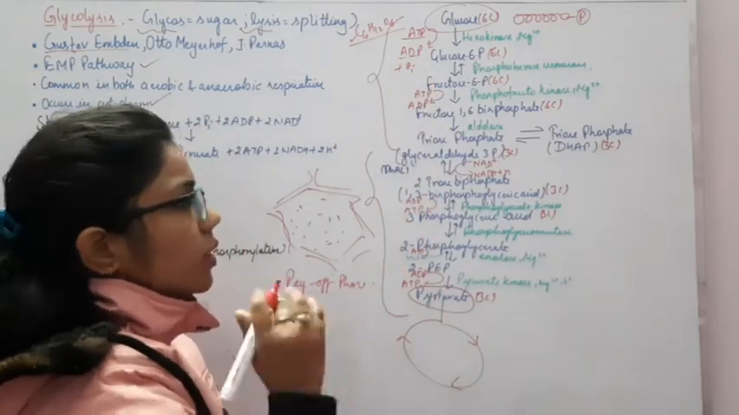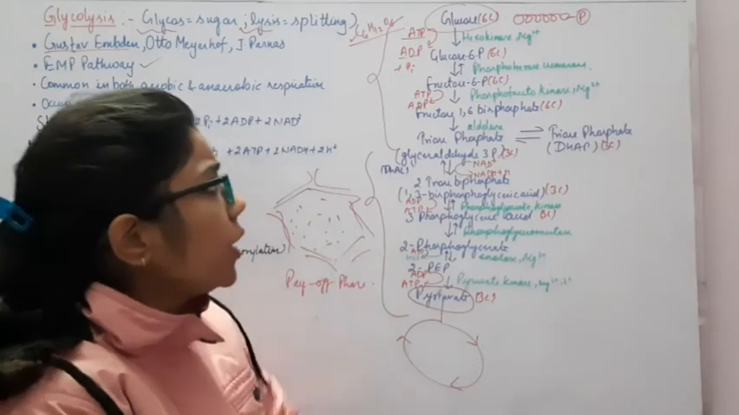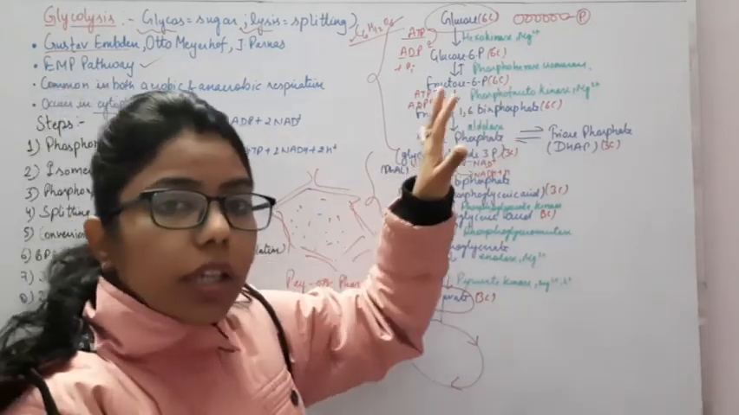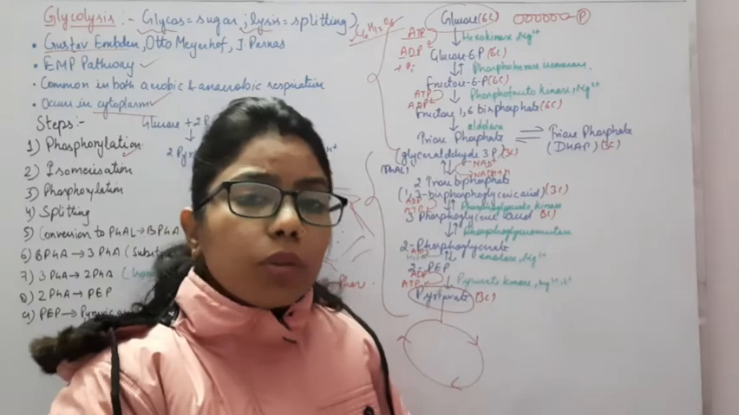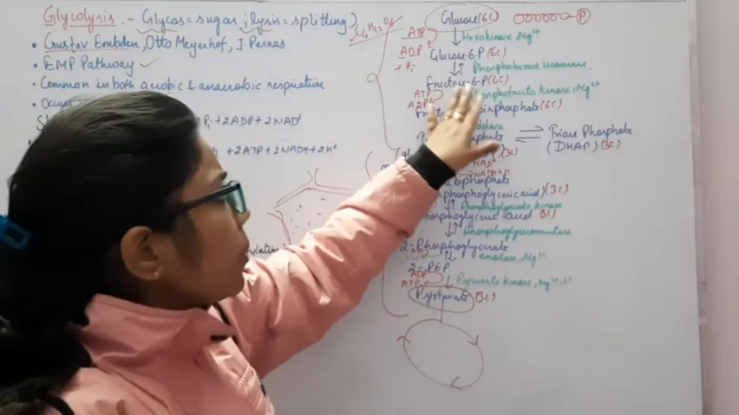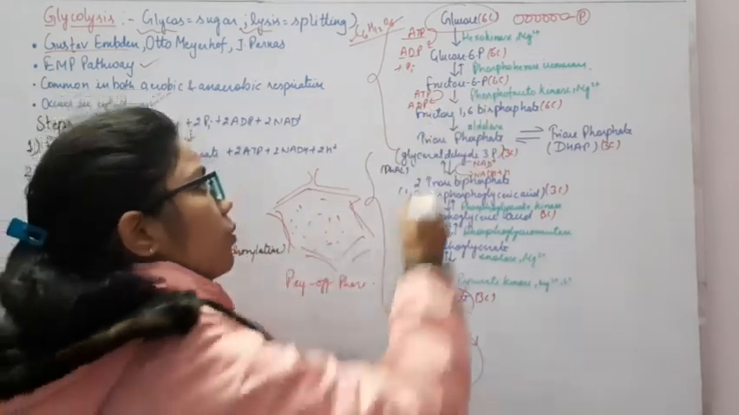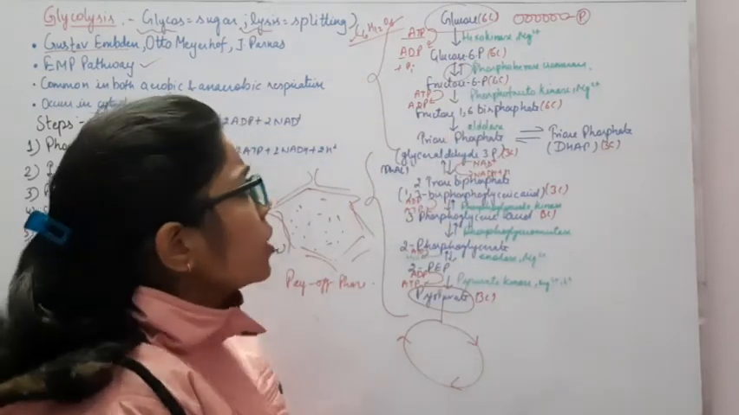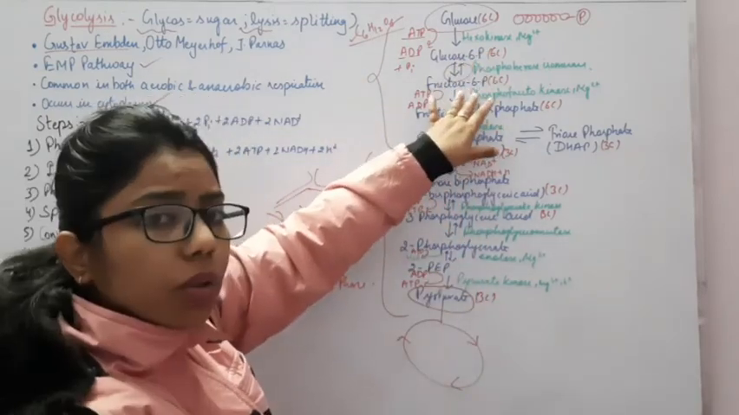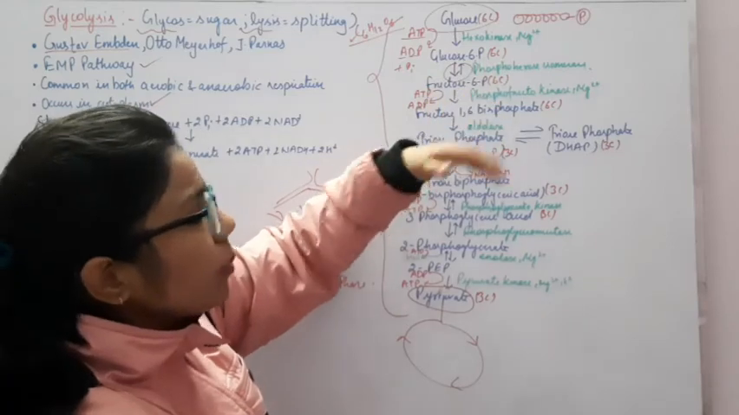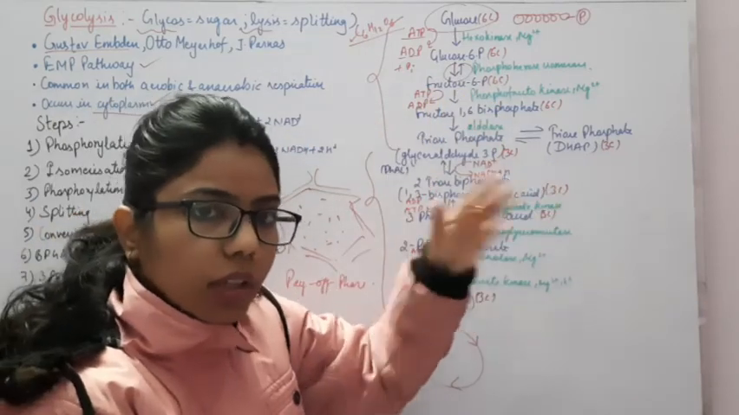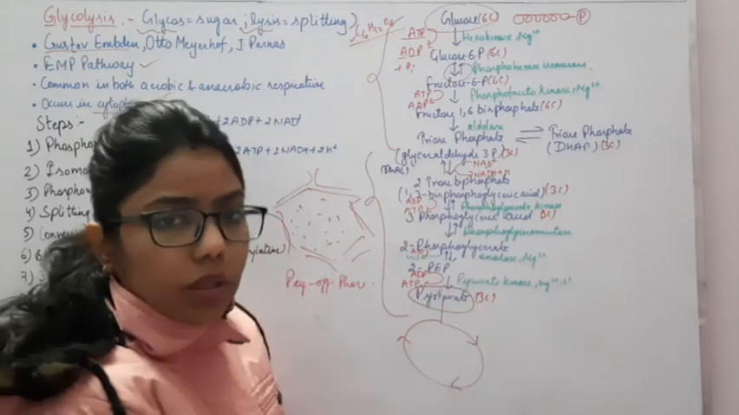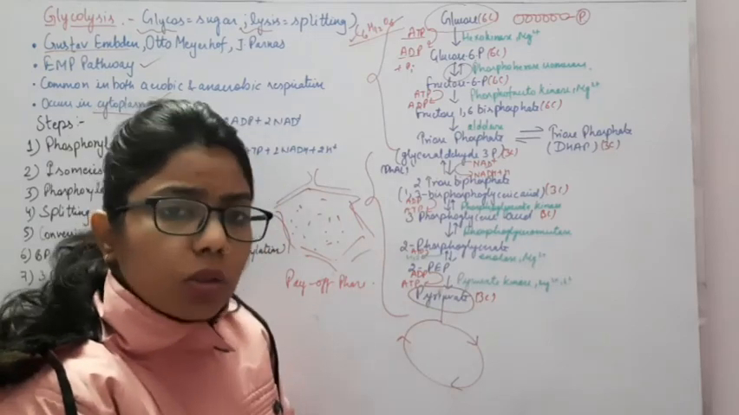Now comes the other step, glucose 6-phosphate as well as fructose 6-phosphate. If you see the formula, it will be the same. That's why I have shown it with this reverse sign. Why? Because glucose 6-phosphate can be changed into fructose 6-phosphate, and fructose 6-phosphate can be changed into glucose 6-phosphate, right? So they are isomers of each other.